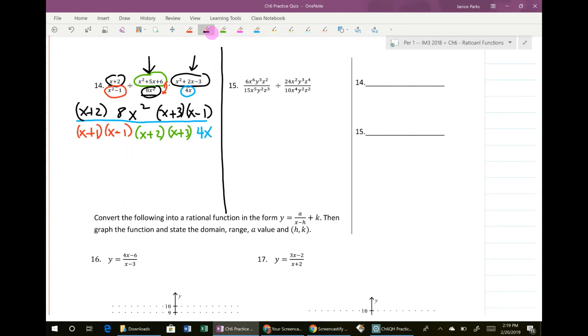So now we go through and we can cancel all the terms that are alike. x plus 2 with x plus 2, x minus 1 with x minus 1, x plus 3 with x plus 3. So now I have 8x squared at the top, and then I have 4x times x plus 1 at the bottom. I can still reduce this part. So that reduces to 2x, because 4 goes into 8 twice, and x squared, there's going to be 1x left, and then that's going to be x plus 1.